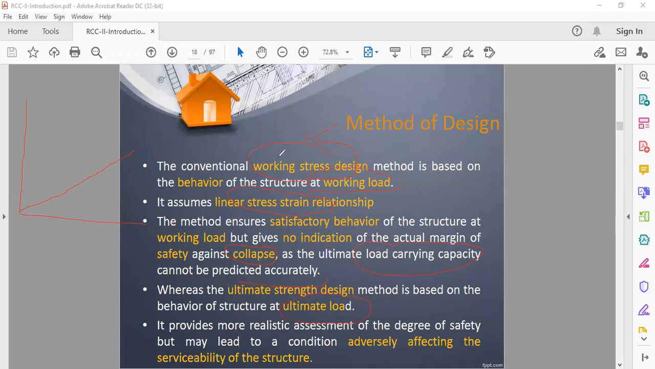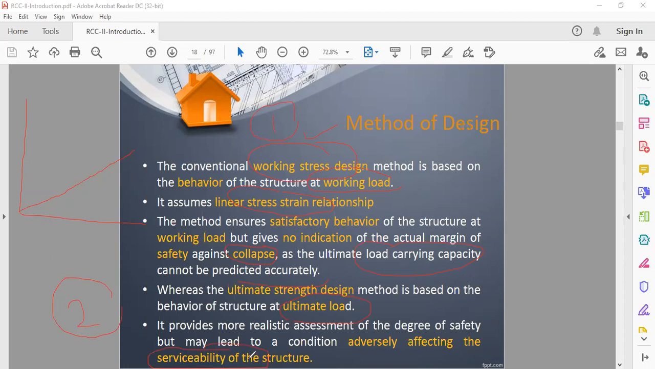And this method, so the same first one, that is the first one, and then this is the second one, ultimate strength design. This is based on the behavior of the structure at ultimate load and provides a more realistic assessment of the degree of safety, but may lead to a condition adversely affecting the serviceability of the structure. Serviceability of the structure may get affected.